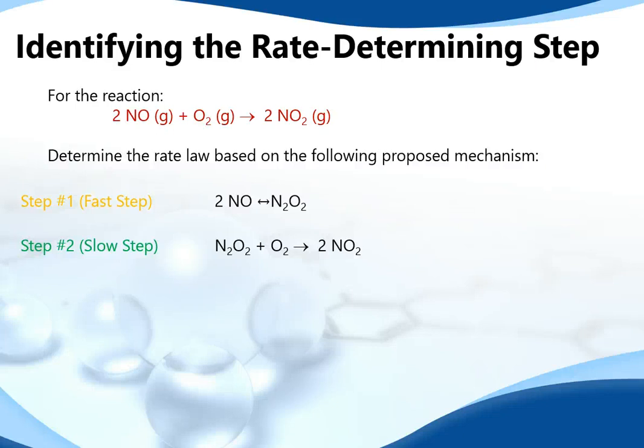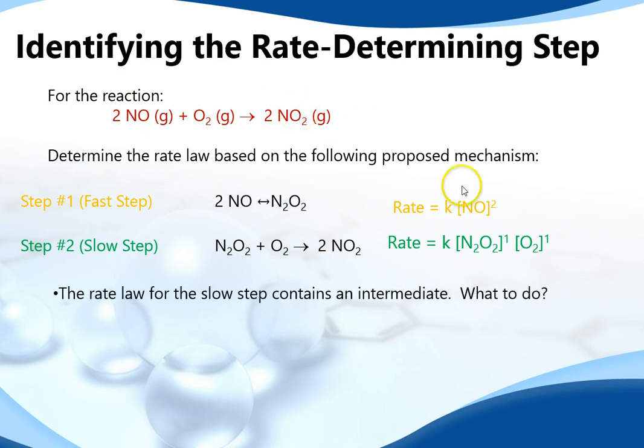You should also double check that this mechanism, the two elementary steps, add up to give you that overall equation up top. You'll see that they do. Here are the two rate laws for the steps. Rate for the first one is equal to k times NO to the second. The second one, rate equals k times N2O2 to the first, O2 to the first. You'll notice that I tell you that this is the slow step, and you'll be given this information with these types of problems. So this rate law must be the rate law for this overall equation.